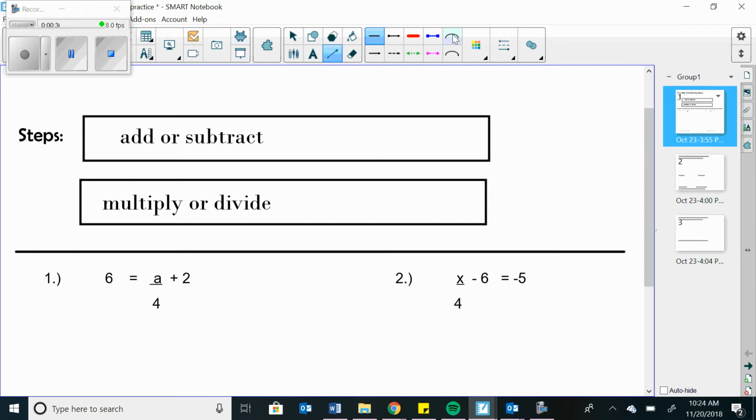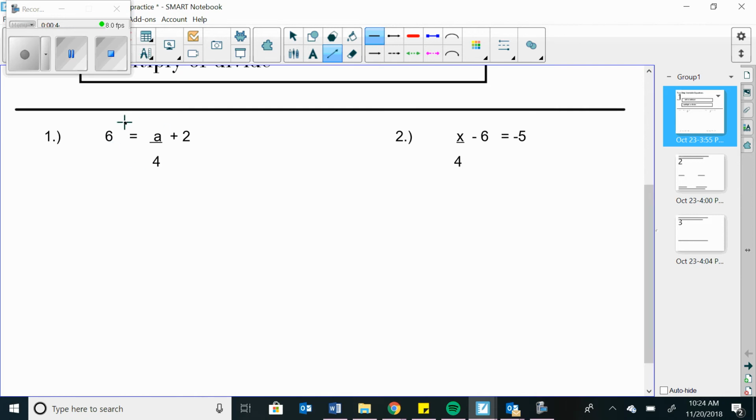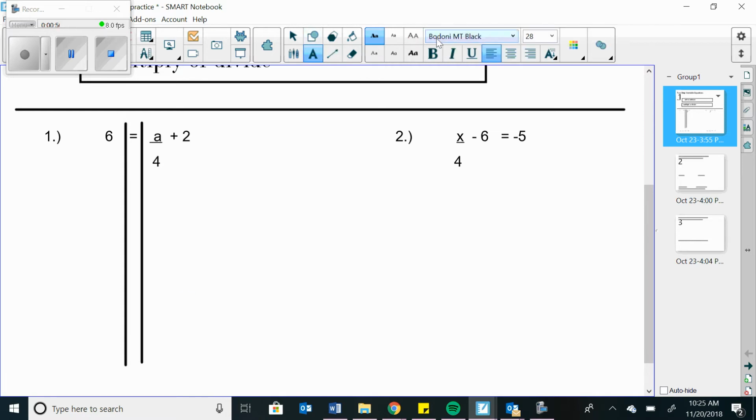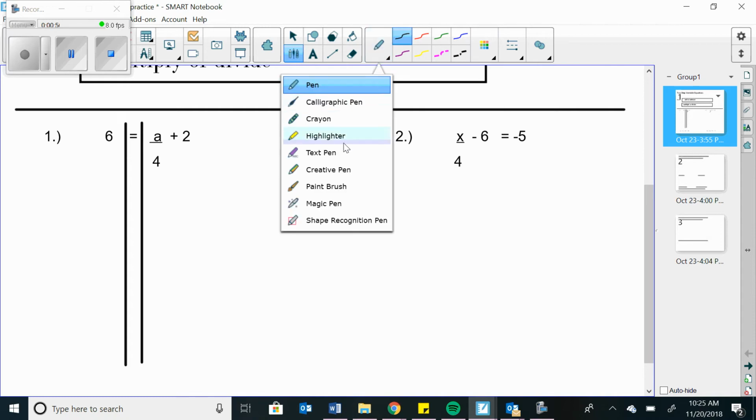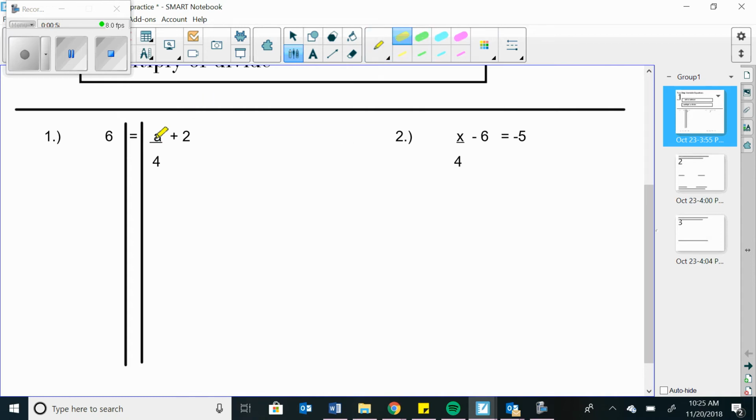I'm going to draw train tracks to show you how to do this. I'm going to highlight the letter so that I pay attention to what side is important. I got the letter A, so I'm going to do all my work on this side with the letter A. First step is to plus or minus, and since it's plus 2, I have to subtract 2.